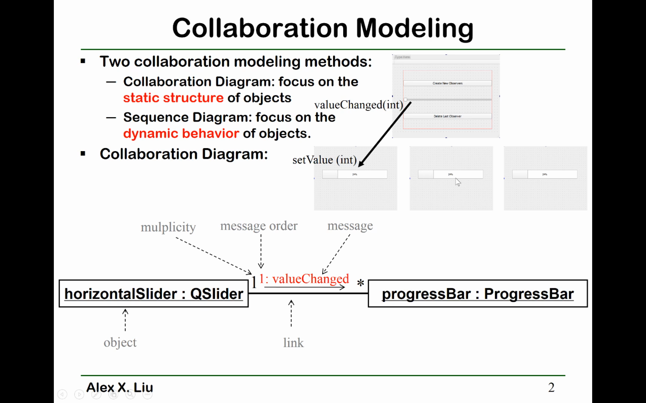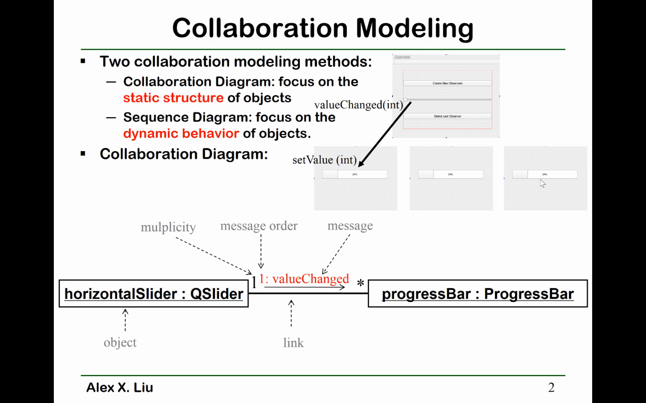We have three progress bars, and when you drag this slider bar, these three progress bars track the position of the slider bar at the same time. So you can see that these four objects collaborate together to achieve some common goal. So we understand what a collaboration is.